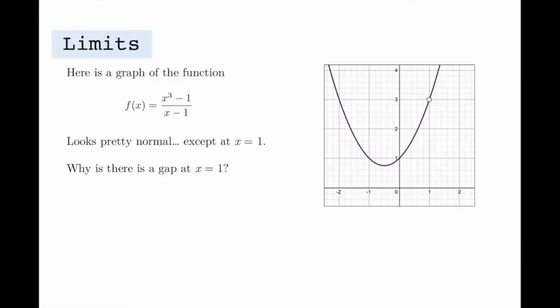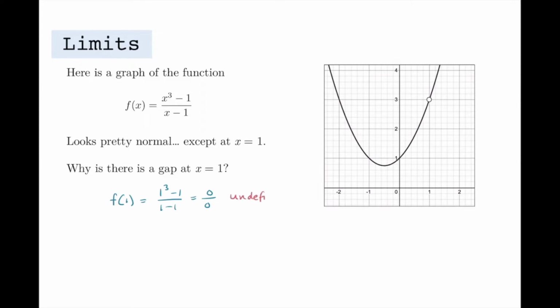Why is there a gap there? Well, if we try to plug in x equals 1 into the function, in other words, if we take a look at what happens at f of 1, and we substitute a 1 in for x, we're going to get a 0 up in the numerator and a 0 down in the denominator. And any time that we have a 0 in the denominator, this means that we have an undefined value.